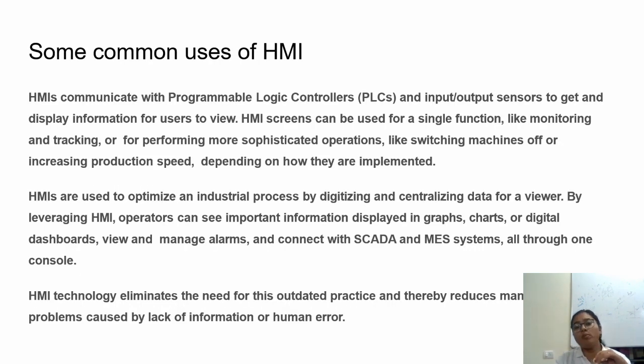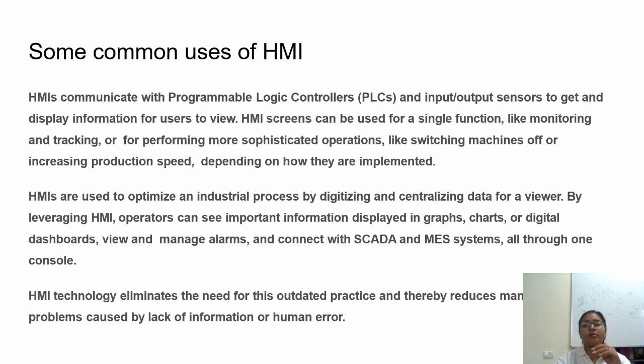Now, some common uses of HMI. HMIs communicate with programmable logic controllers and input and output sensors to get and display information for users to view. HMI screens can be used for a single function like monitoring and tracking, or for performing more sophisticated operations like switching machines or increasing production speed, depending on how they are implemented.